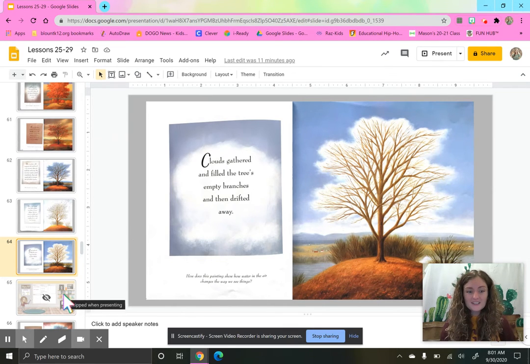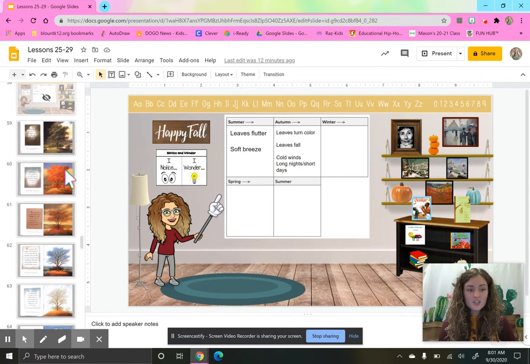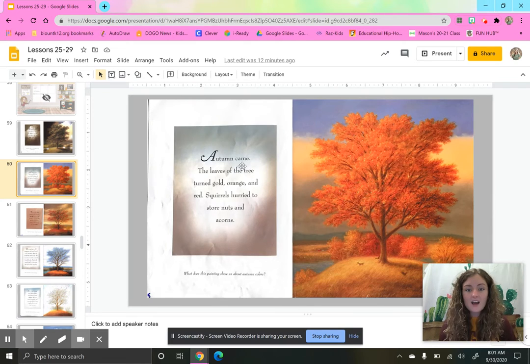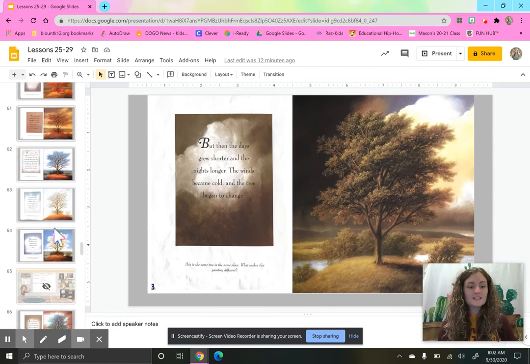So we learned that the leaves turn color, that the leaves fall off the tree because colder weather comes in, and there are longer nights and shorter days. So Miss Mason found this information from our pages, right? It talked about how autumn came, the leaves of the tree turned colors. I also discovered that the days grew shorter and the nights longer, and the weather began to change. So that tells me that there was a change in season.